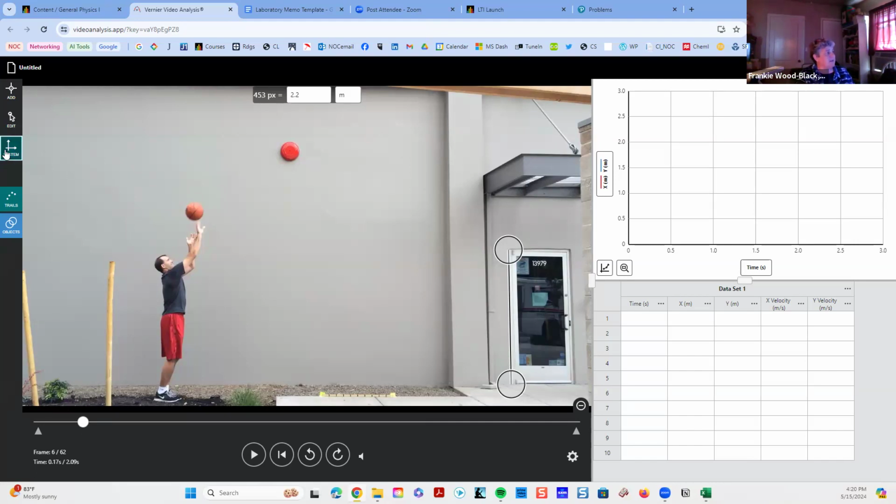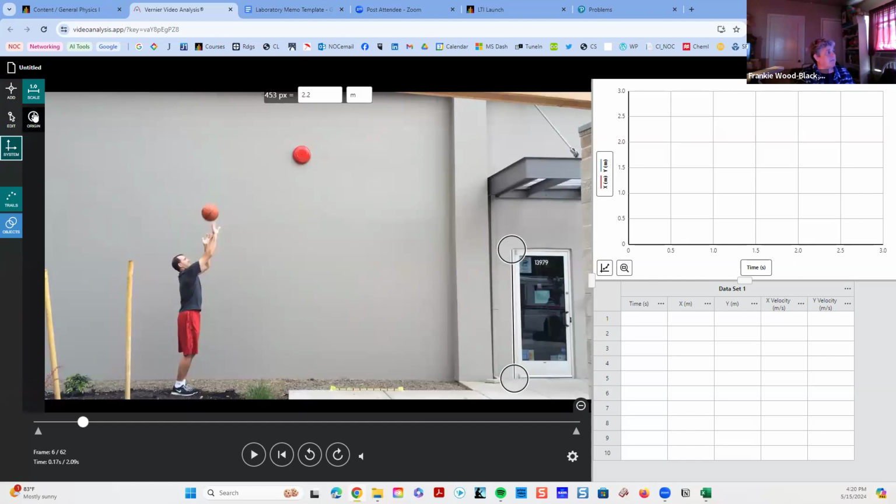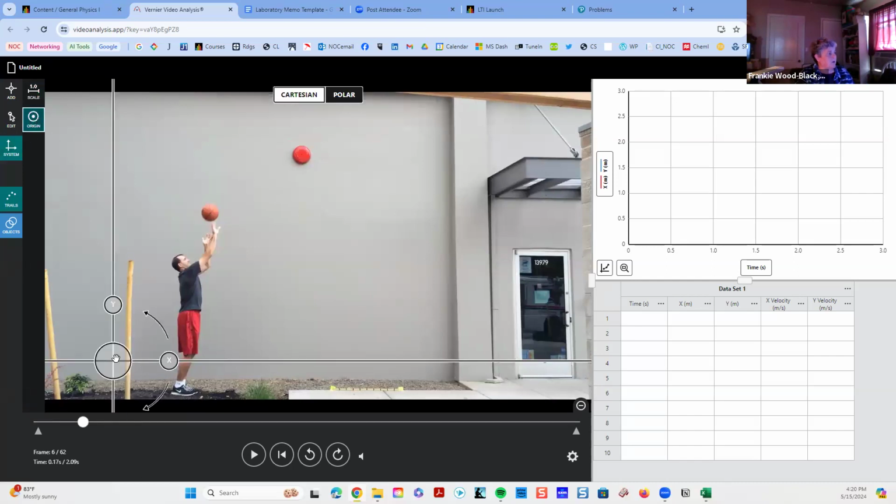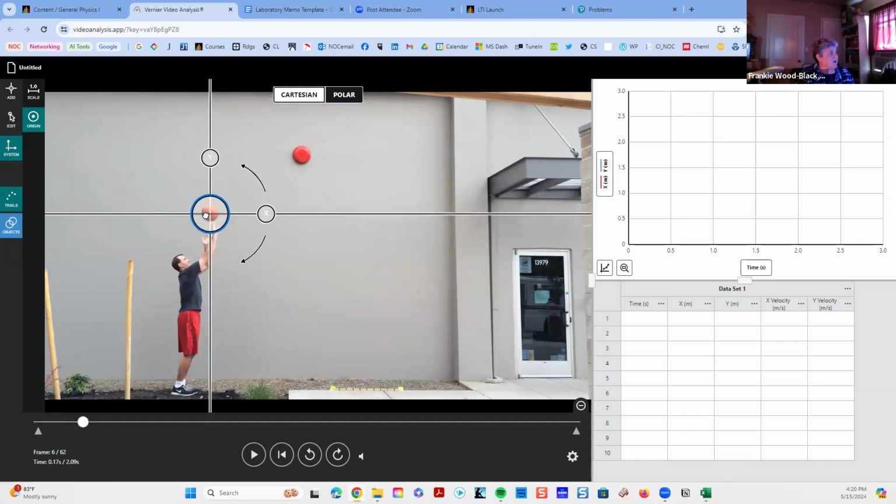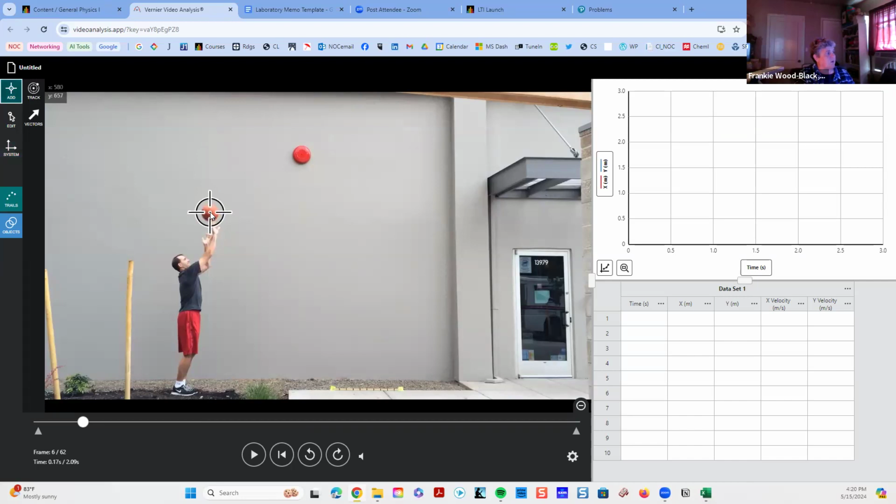So I'm going to set my coordinate system. I'm going to put my origin for my coordinate system right where I think the exact center of that basketball is. So now I've given myself an actual measure, the coordinate system. And now I'm going to collect data, right off of this video. What I'm going to do next is add a point. So there's my coordinate system.